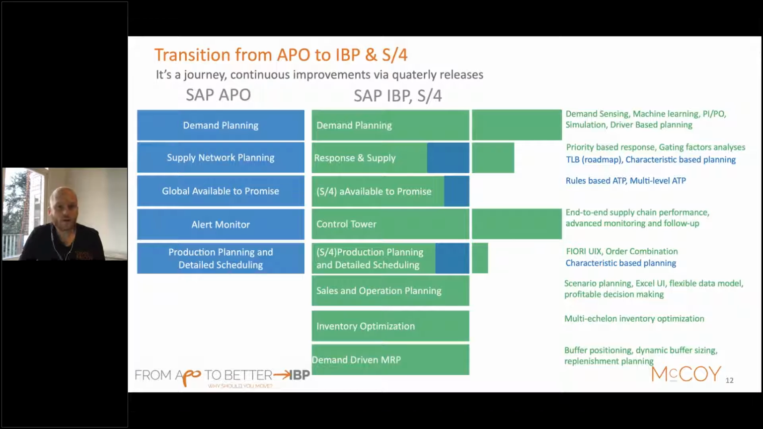So the move from APO to IBP, we always say that it's a journey and it takes continuous improvement. So IBP has quarterly releases, and each quarter IBP will improve even more compared to the first quarter. And there's a large roadmap for the coming years where IBP will gain more and more maturity and will include more and more processes and functionalities.